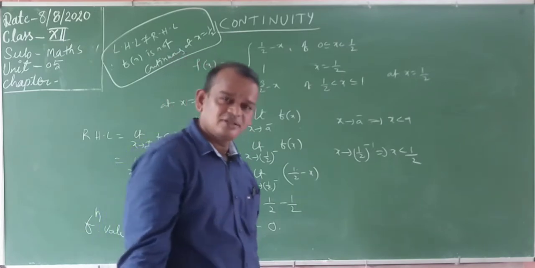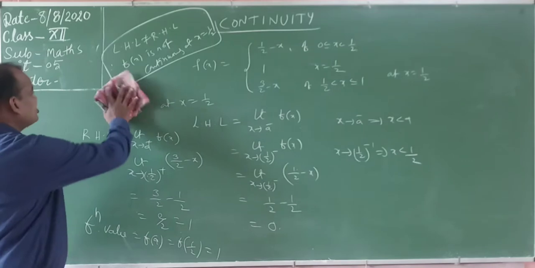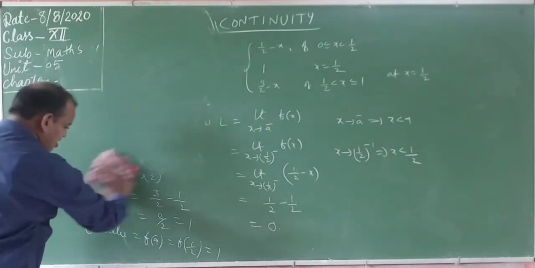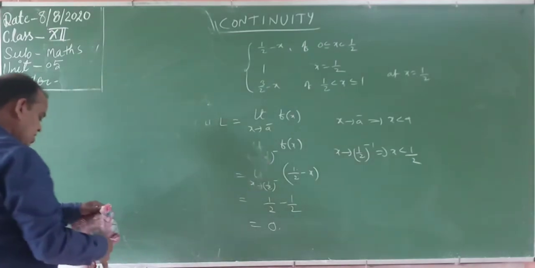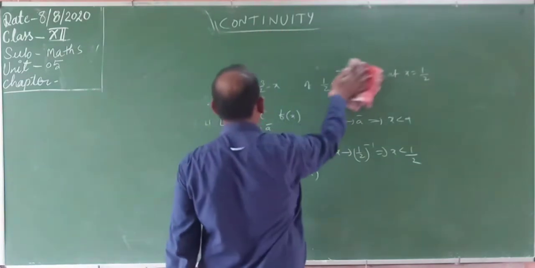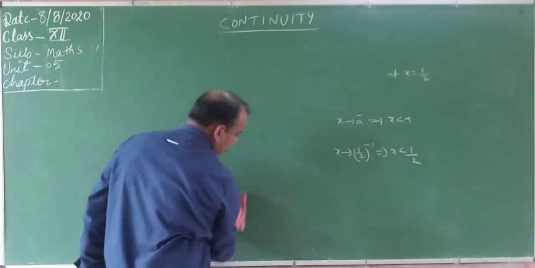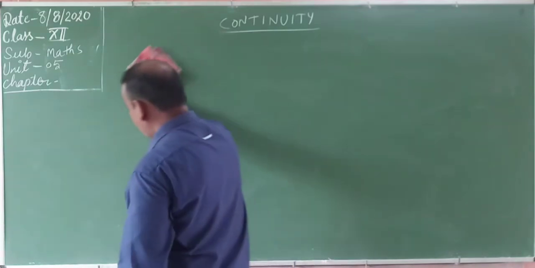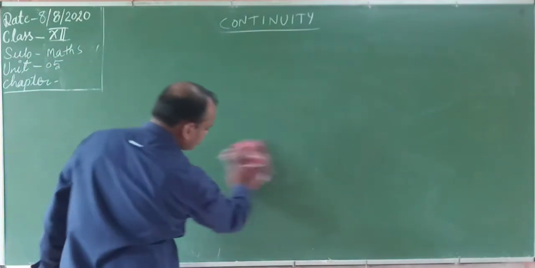Okay, students. Understood? Okay, we will go to another problem. Simple, we can find the LHL, RHL. When you use the LHL, RHL formulas, in the problem where more than one function is given, must and should we will find the LHL and RHL. If only one function is given, we will find the limit value directly. If the limit value is equal to function value, then the function is continuous. LHL equal to RHL is equal to function value, then the function is continuous.